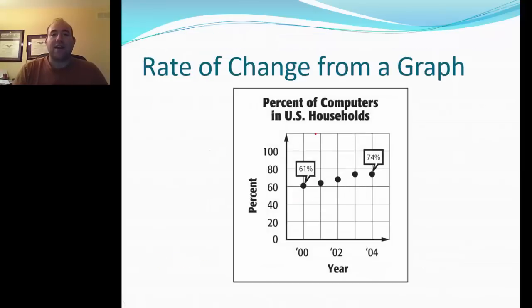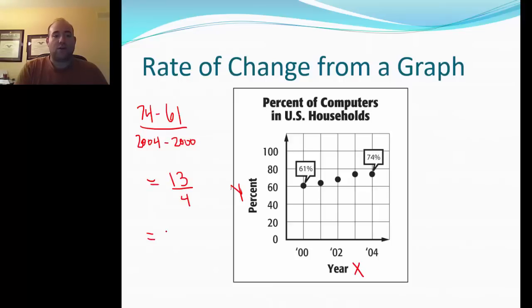Graph, same idea. Okay, so this is a graph of the percentage of computers in U.S. households from the year 2000 to the year 2004. So same idea. We'll do 74 minus 61, our y, which is percentage. Our x is years. So we'll do 2004 minus 2000. That is 13 over 4, which is 3.25% per year. So we can say, based on the data, that the percentage of computers in U.S. households increased by about 3.25% every year since 2000.